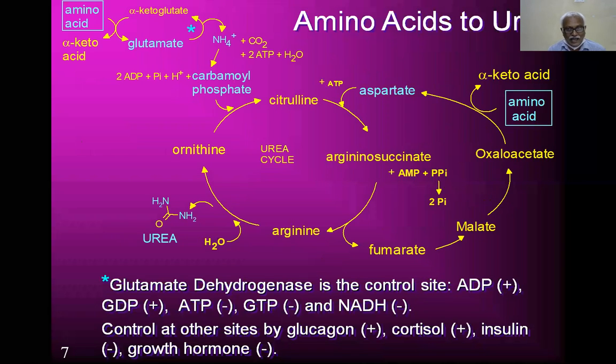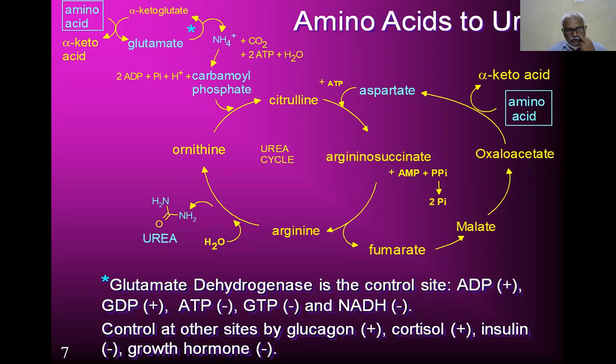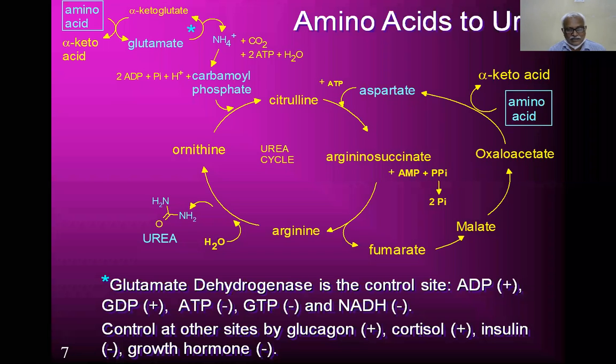So the answer to how insulin acts is here. So negative influence and positive influence. Positive influence: glucagon and cortisol. Negative influence: insulin and growth hormone. There are only those, so it's not so hard to remember. So glutamate dehydrogenase is the control site. ADP positive influence, GDP positive influence, ATP and GTP negative influence, and NADH also is negative influence.